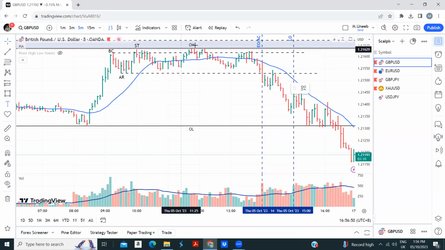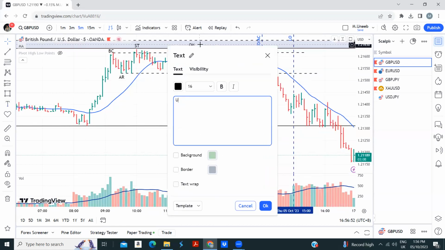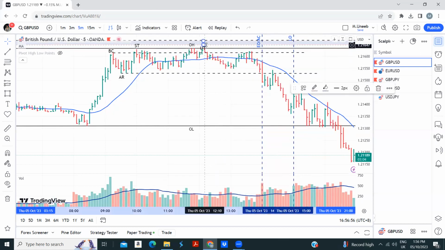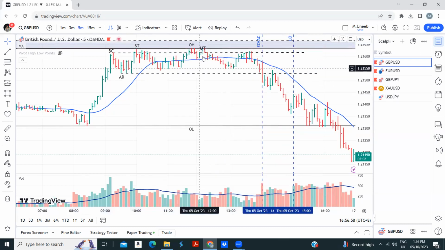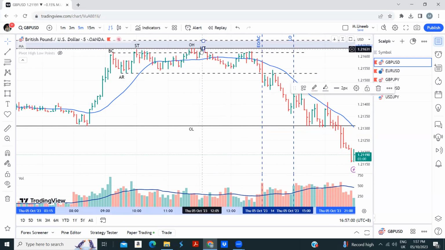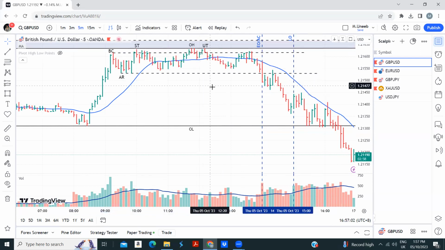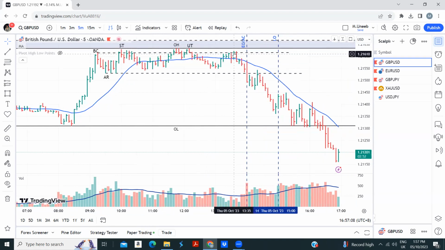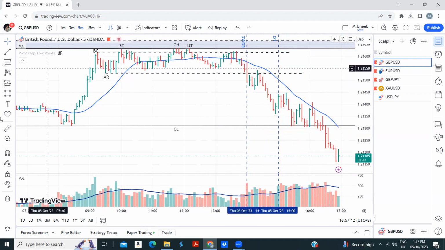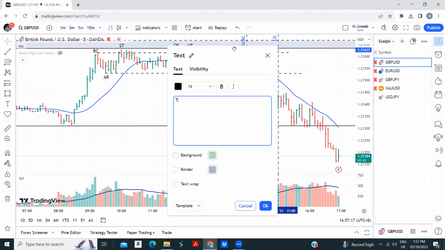At OH we have UT, which is the upthrust here. This OH1 and this one, both are upthrusts. And this one is, of course, a test of the upthrust, and the price finally breaks down here. So this is TUT, which is test of upthrust.